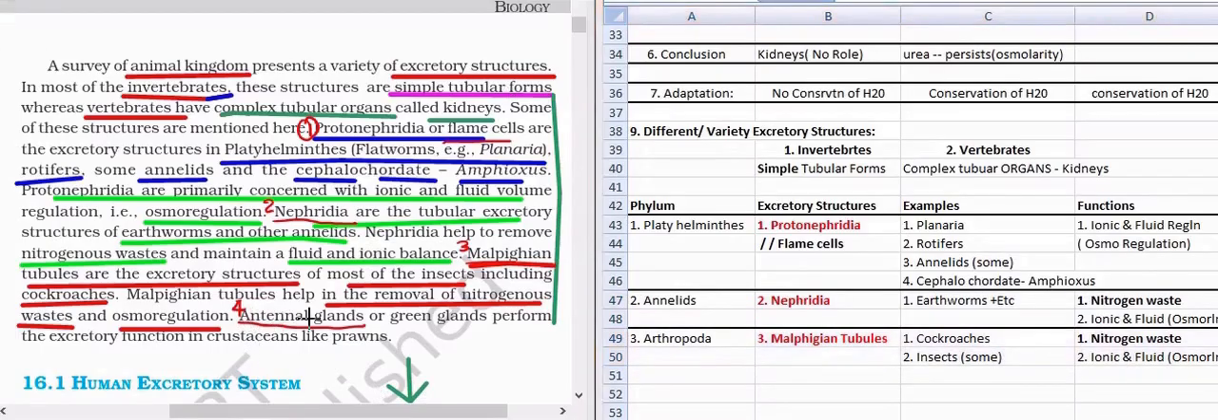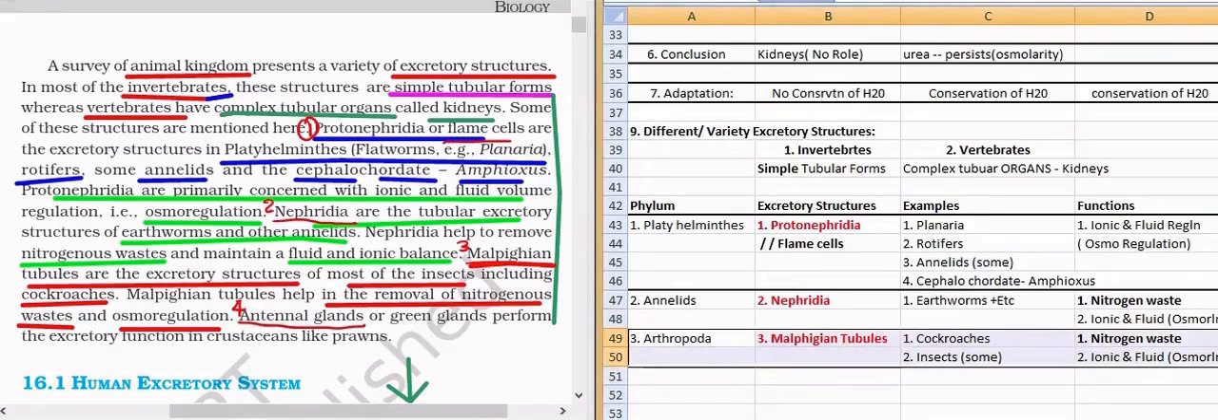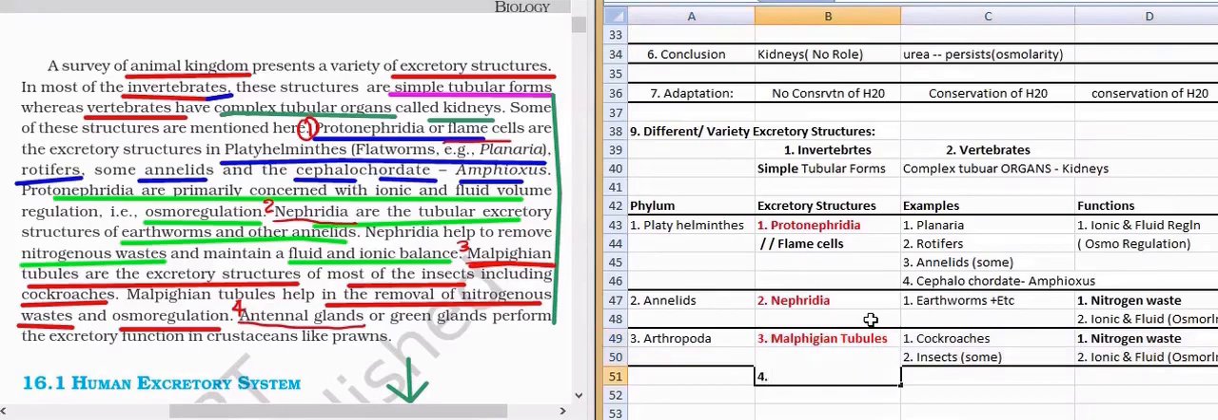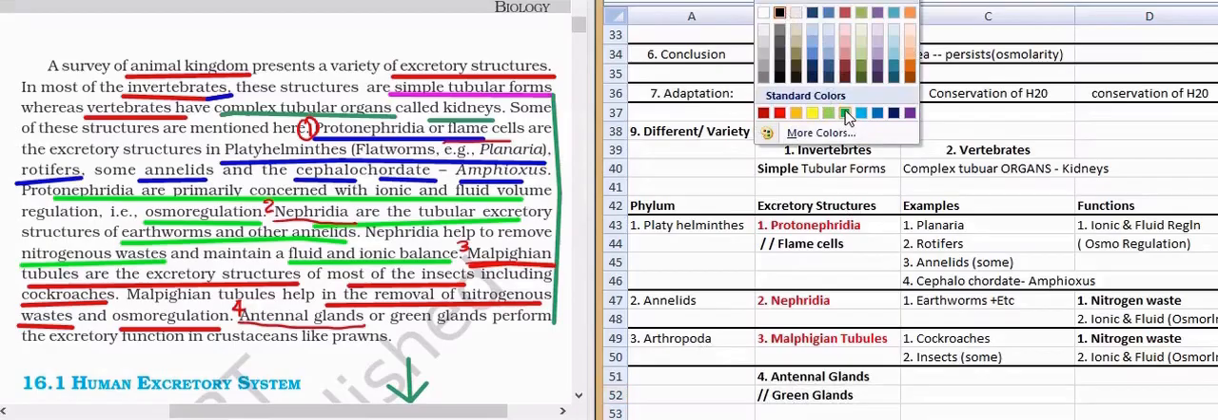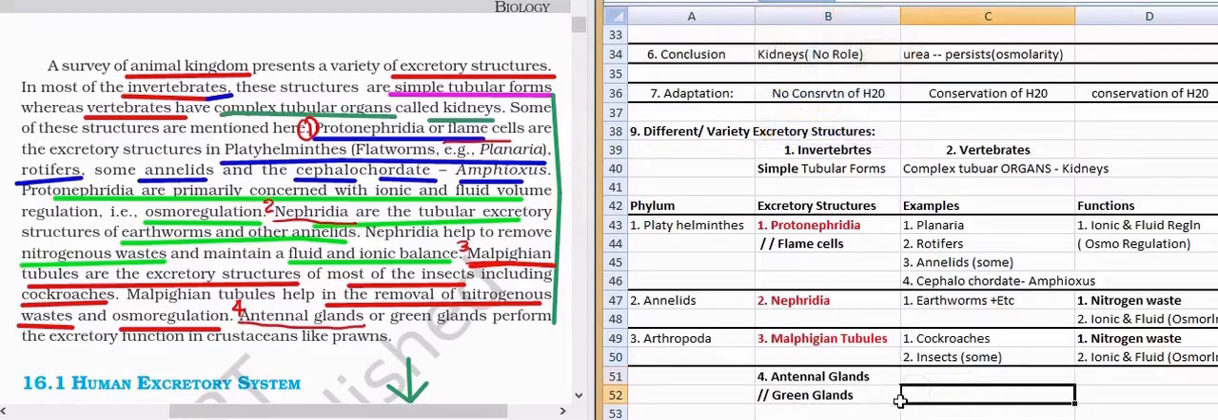Next is the last one: antenna glands, or green glands. See, the fourth point is antenna glands. It means they have antennae like this on the front of the head. They are also called green glands.